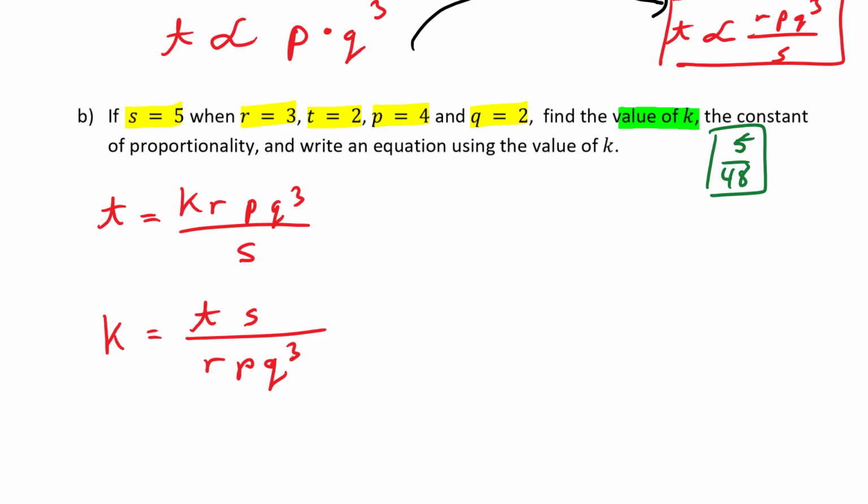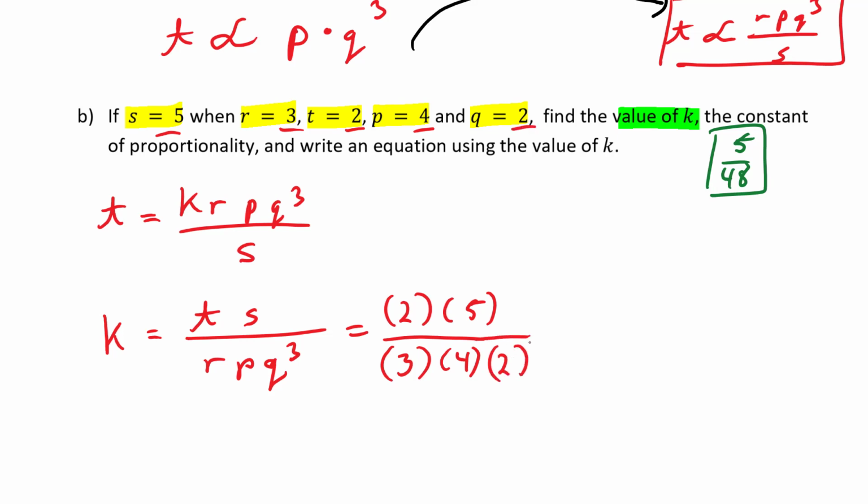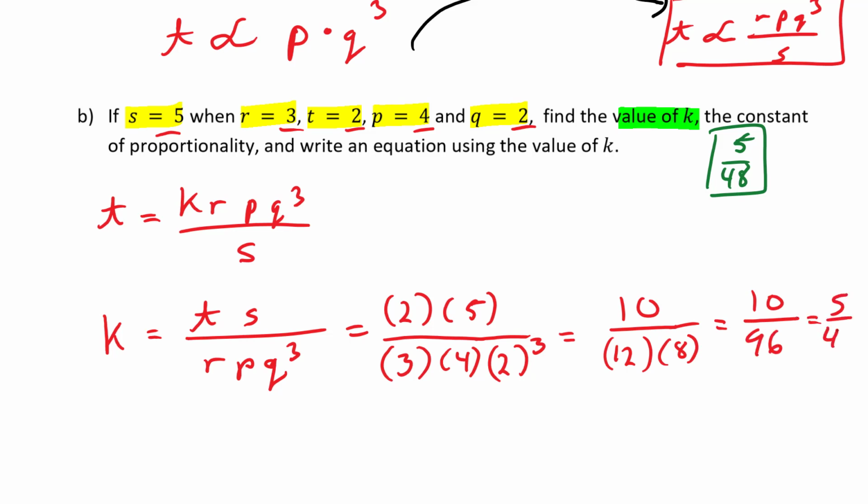Now that I have K solved, let's sub in the values we have. T is here, it's 2. S, right here, 5. On the bottom here, R is 3, P is 4, and Q is 2. Don't forget to cube it. Work this out now. 10 over, what do we have here now? 3 times 4 is 12. 2 cubed, 2, 4, 8. 10 over 8 times 12 is 96. We can simplify that down to 5 over 48.